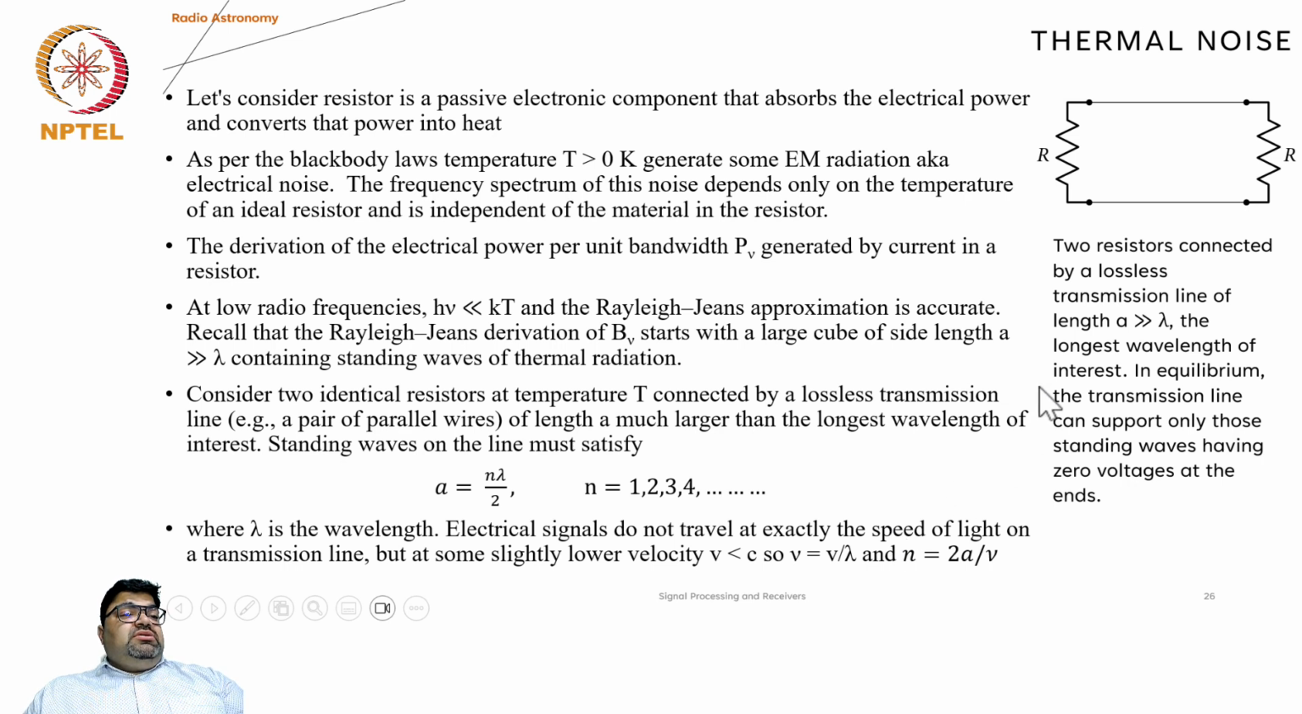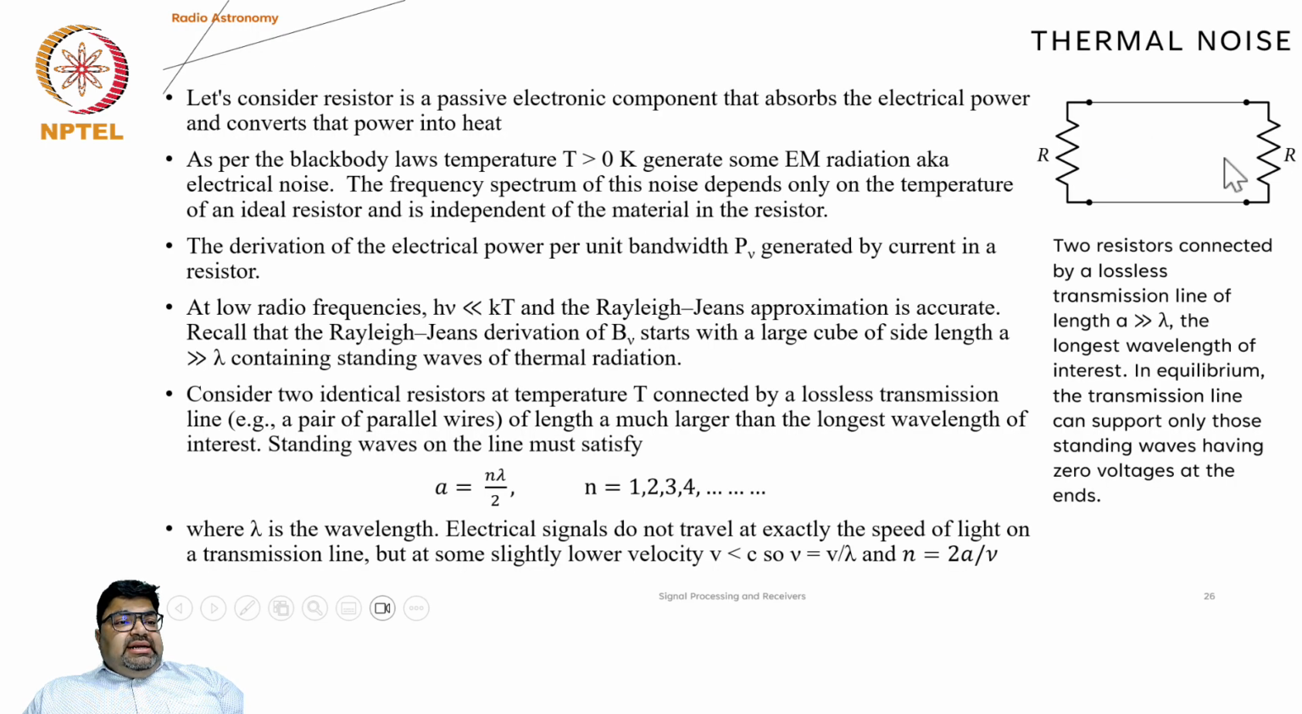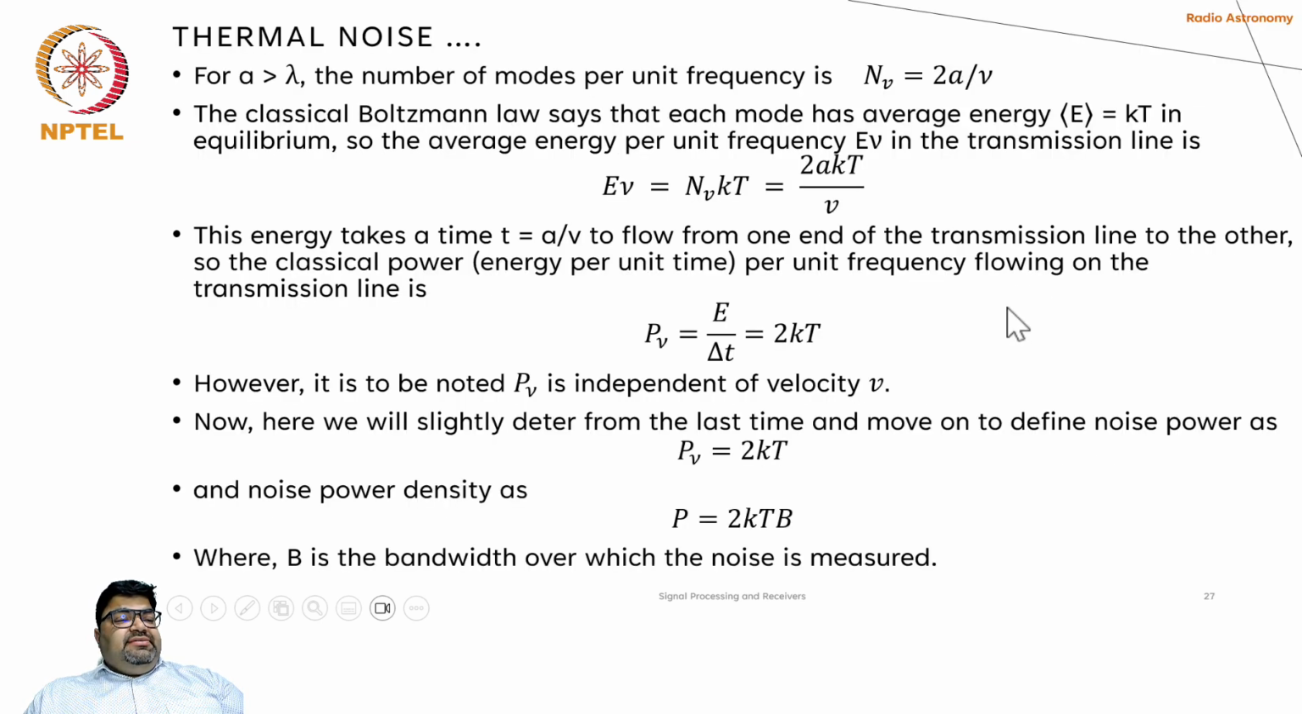So the setup is like this. There are two resistors connected by two wires. There is a lossless transmission line, and that is kept like in this particular diagram. For a, which is the length of the transmission line, very much larger than lambda of the longest wavelength possible, the number of modes per unit frequency is given by n nu equals twice a over the velocity.